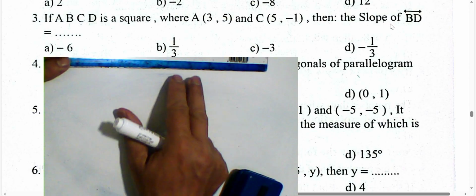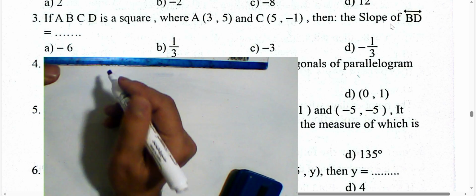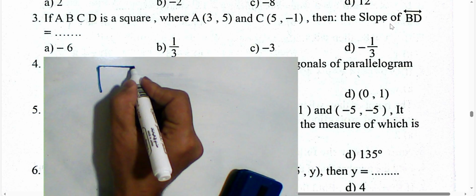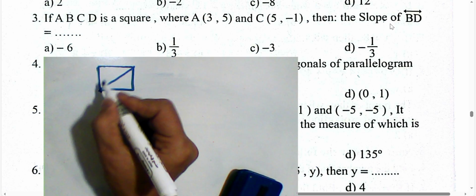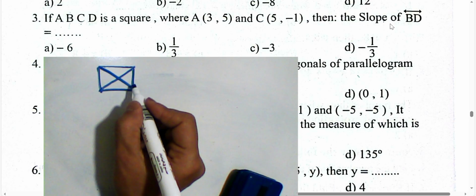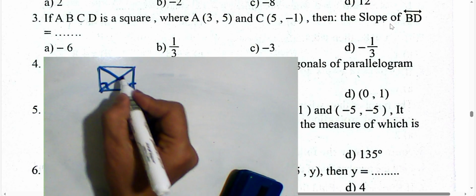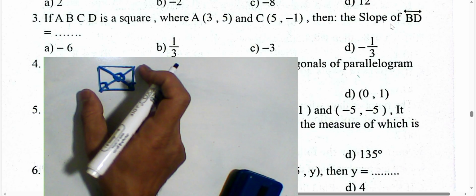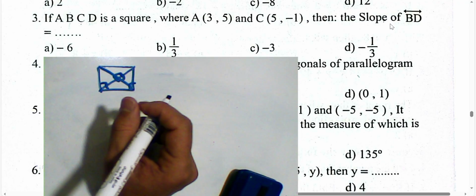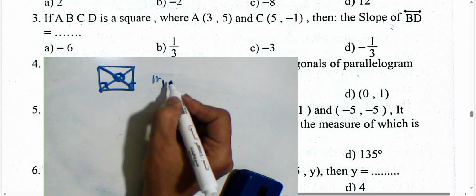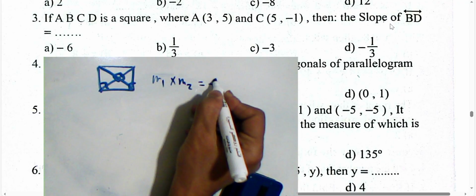Next question. Number 3. ABCD is a square. We have A (3, 5), and we have A and C. We want to find the slope of BD. We know the properties of a square. A square is a parallelogram in which two adjacent sides are equal in length and the measure of each angle equals 90 degrees. We also know the two diagonals are perpendicular. That means slope 1 times slope 2 equals negative 1.